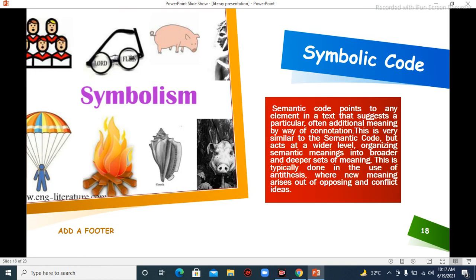Okay, let's discuss the symbolic code. Symbolic code points out any element in the text that suggests often additional meaning in the way of connotation. Now, this basically also shows the connotative meaning. It provides the additional meaning on the wider level that is beneath the surface. It basically gives the deeper meaning of the word, which is typically done by emphasis, where new meaning arises out of the opposing conflict and ideas.